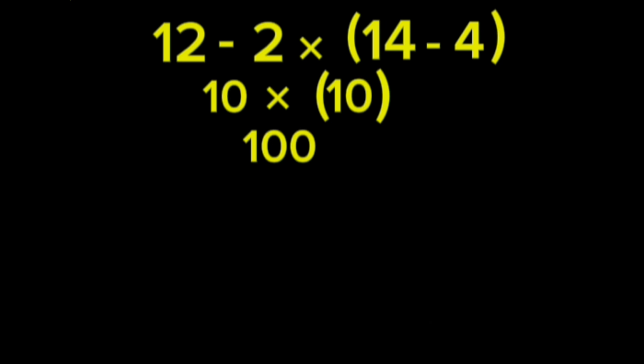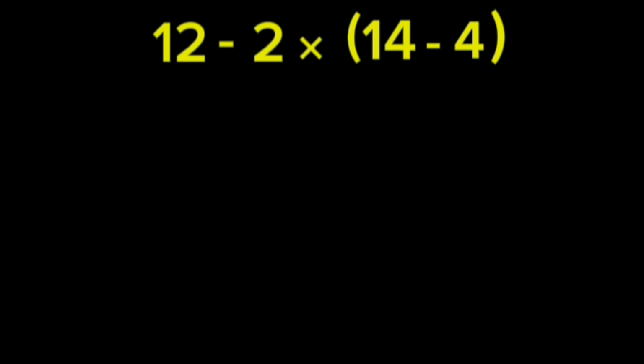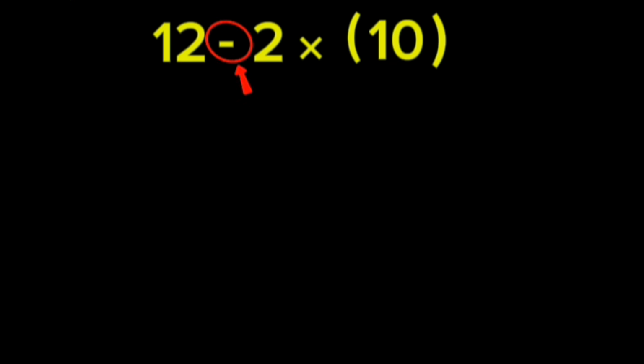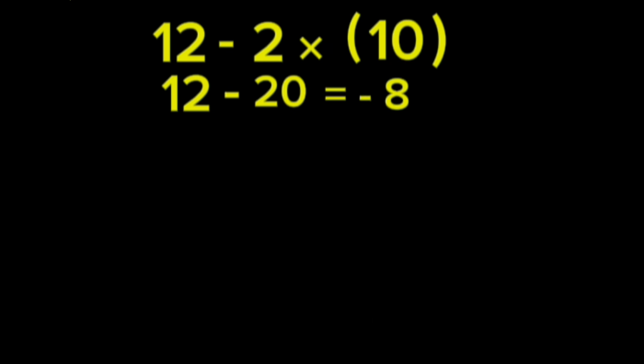Let's solve it correctly. We start with 12 minus 2 multiplied by (14 minus 4). Step 1. Deal with the parentheses. 14 minus 4 equals 10. So now we have 12 minus 2 multiplied by 10. Step 2. Multiplication comes before subtraction. So we multiply 2 by 10. That gives 20. Now the expression becomes 12 minus 20. Finally, we subtract. 12 minus 20 equals negative 8. So the correct answer is negative 8.